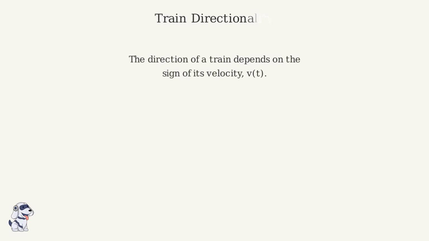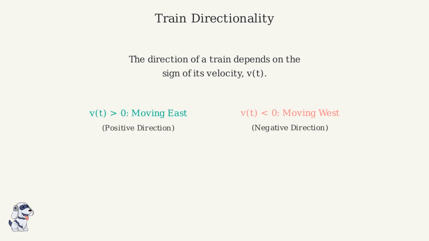Determining where a train is headed is straightforward. It all comes down to the sign of its velocity at any given time. If velocity is positive, the train moves east. If velocity is negative, the train moves west. Let's look at an example. If the velocity is v of t equals t minus 4, what happens at t equals 1 hour? Since the result is negative, the train is moving west at that moment. The quickest way to check is simply plugging your time value into the velocity function. A simple sign check tells you everything.